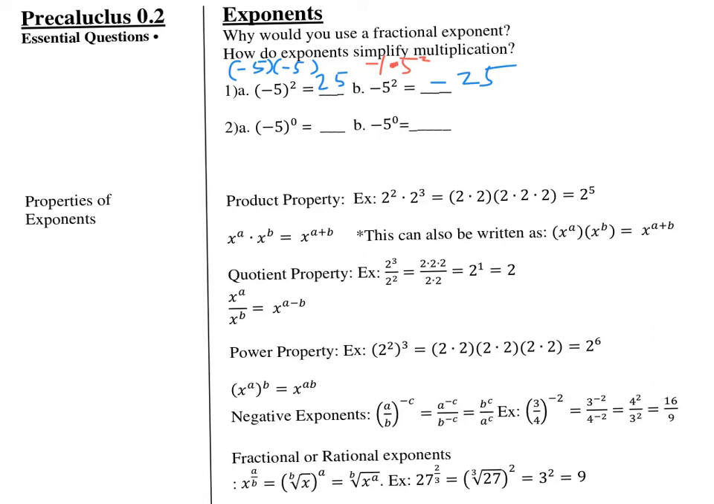Okay, so moving on to question 2. This one is going to be kind of similar. I know that part A is going to be positive and part B is going to be negative.